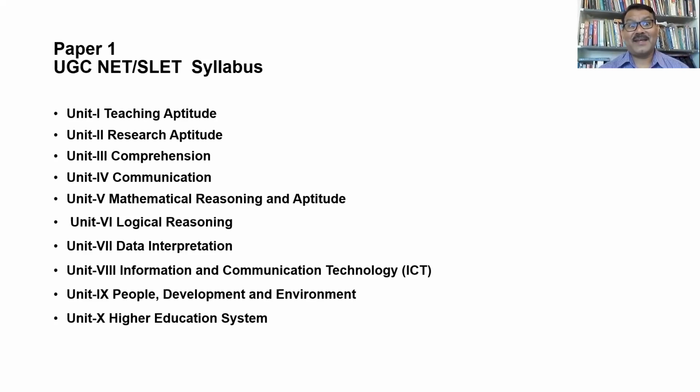So again, it is related to research aptitude and mathematical reasoning and aptitude. So data interpretation, these days we are now dealing with huge data and how to interpret it. And particularly, it's very, very important for teachers of social sciences, physical sciences, and even for the humanities. We require minimum skills of data interpretation. And the eighth unit is very interesting.